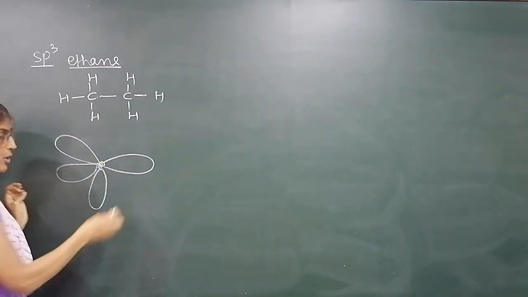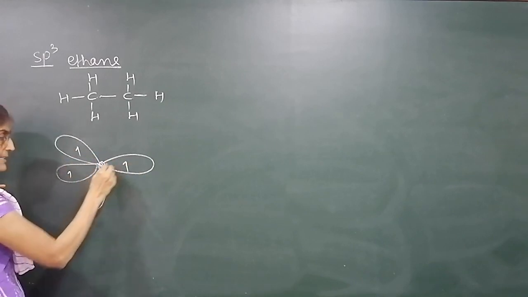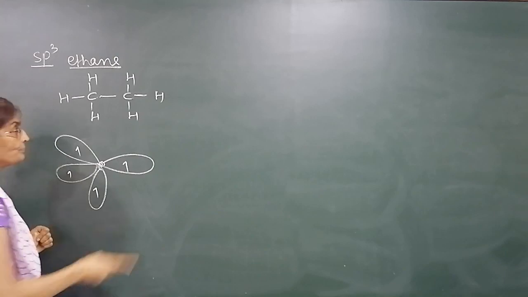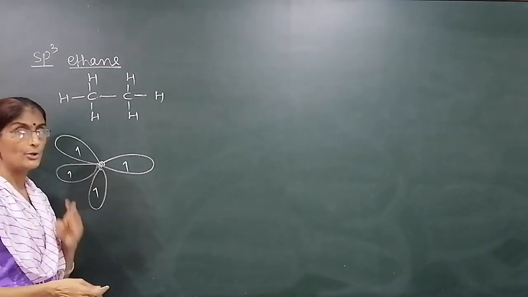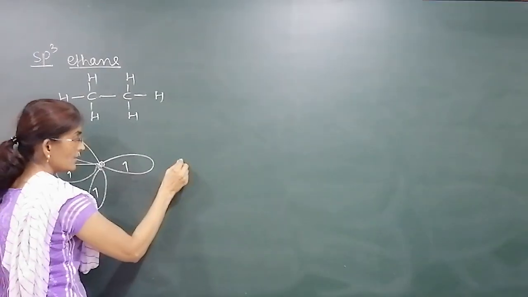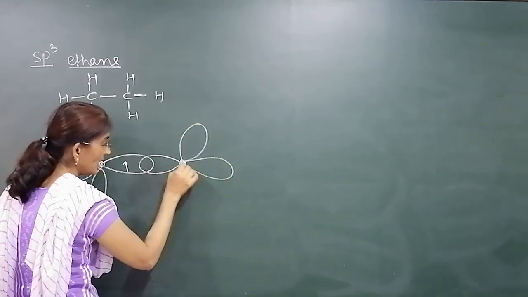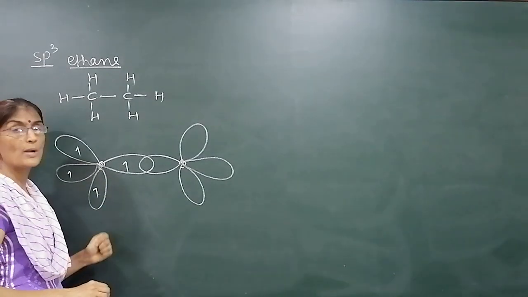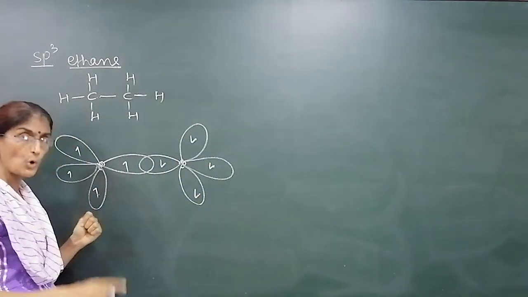Each sp3 hybrid orbital has one unpaired electron in it. Bond angle is 109 degrees 28 minutes and shape is tetrahedral. The second carbon atom also undergoes sp3 hybridization. It also has 4 hybrid orbitals. See this way: this is 1, this is 2, this is 3 and this is 4. So there are 4 sp3 hybrid orbitals with unpaired electrons on the carbon atom.